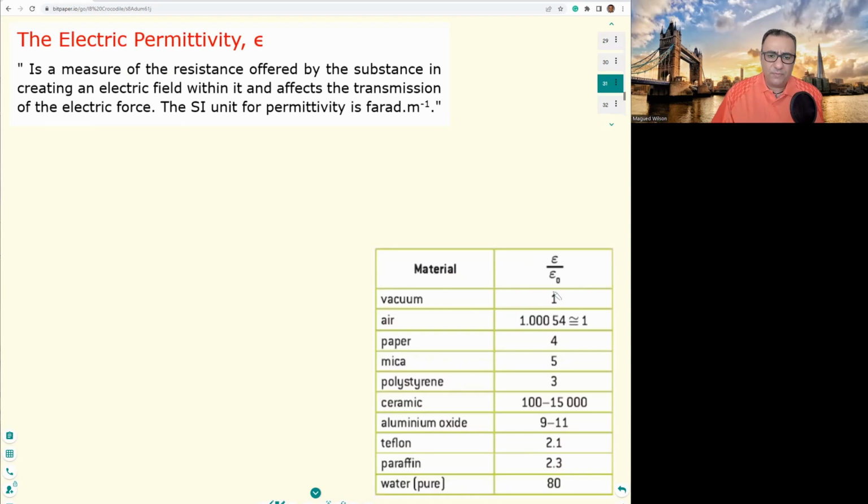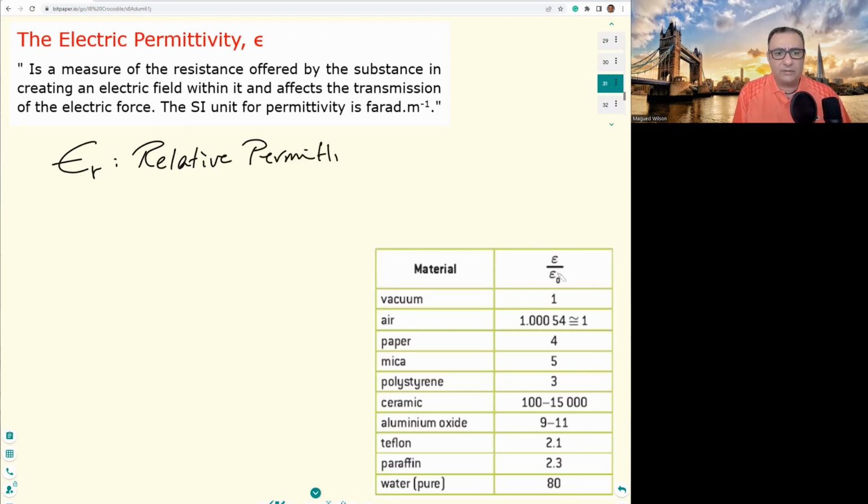Now this table here below represents what we call the ratio epsilon r, the relative permittivity, epsilon over epsilon naught. So epsilon r is called the relative permittivity. Okay, relative. And by definition it is going to be epsilon of the medium, of any medium, let's say paper, mica, over the epsilon naught, which is the permittivity of free space.